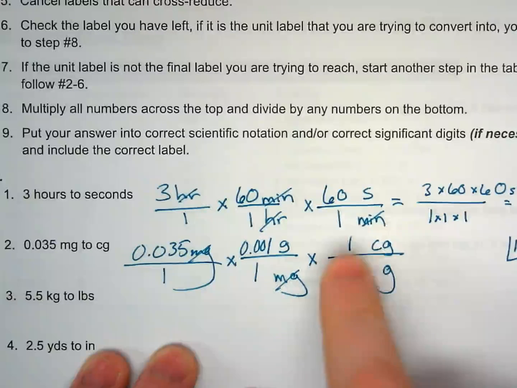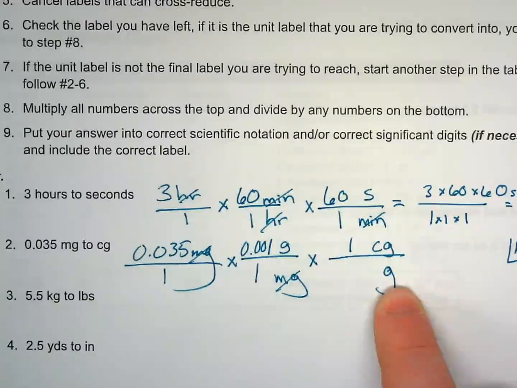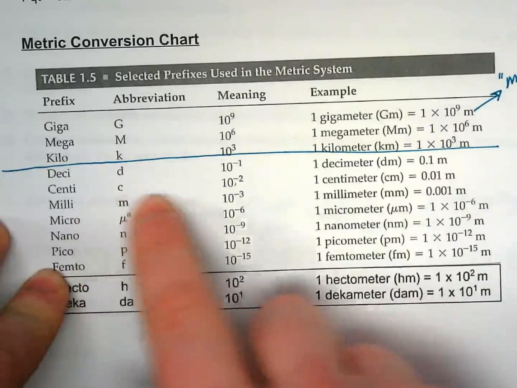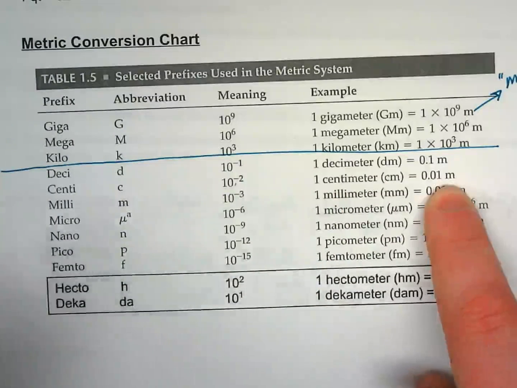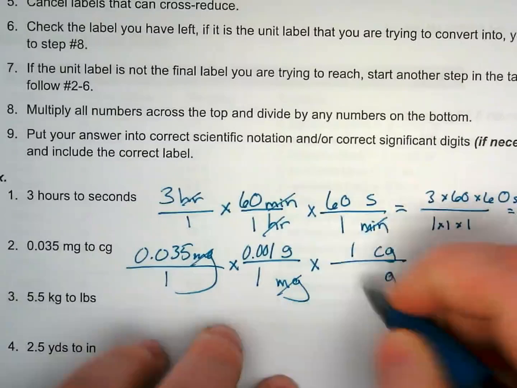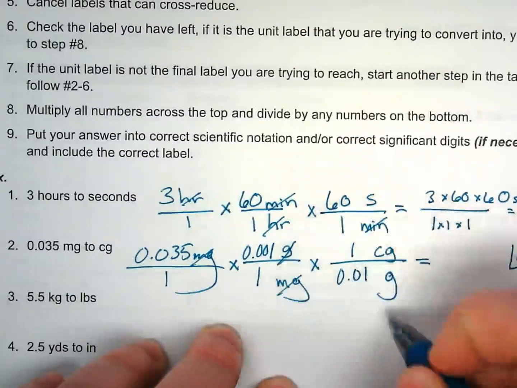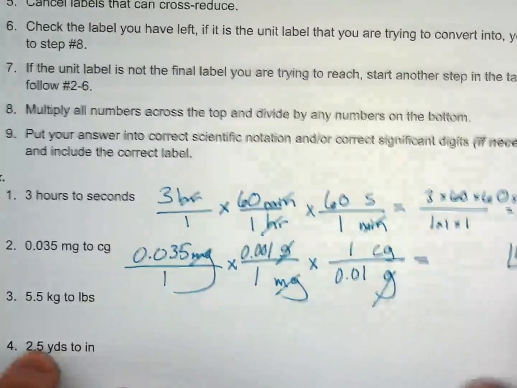The 1 will go with the one that has the prefix. So 1 goes with centigrams, and then down here, we've got to look that up. We're going to see here, centi, go across. 1 centigram is equal to 0.01 grams. So we're going to put that 0.01 with grams here. Okay, cross out those grams, and now we should be just left with centigrams.